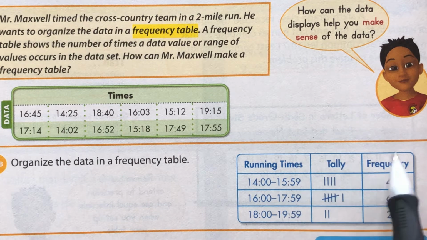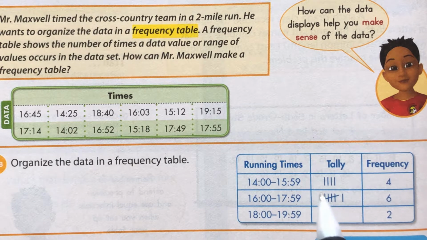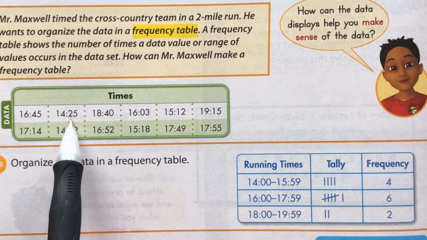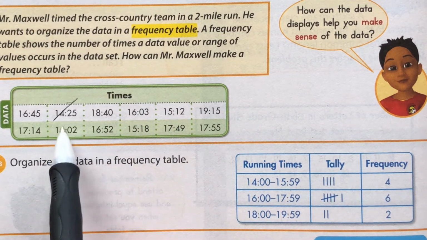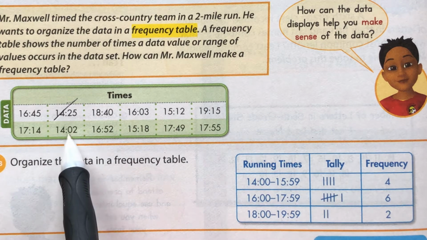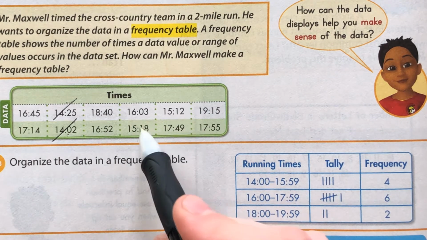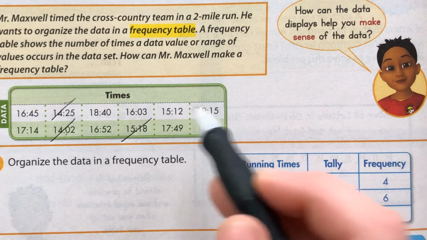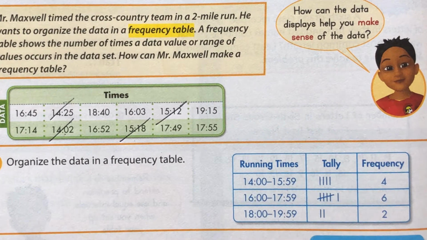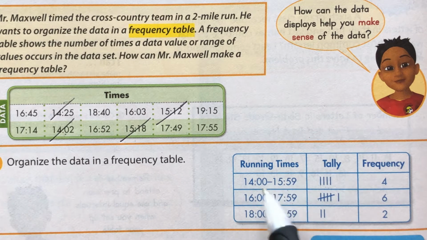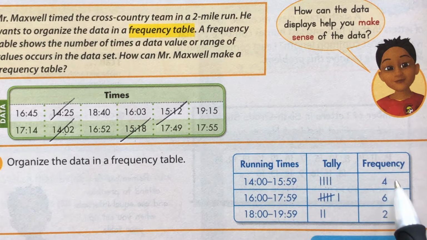So you have to make the frequency table first, and then you make tallies. The tallies are, you look at your data and see who falls between 14 minutes and 15 minutes and 59 seconds. 14 minutes, that's one person, the one tally. 14 minutes and 2 seconds, that's another person, the second tally. 15 minutes, 18 seconds, that's the third person. And 15 minutes, 12 seconds, that's the fourth person. So the frequency for this first category is 4 people. You just make the tallies and write the number out.